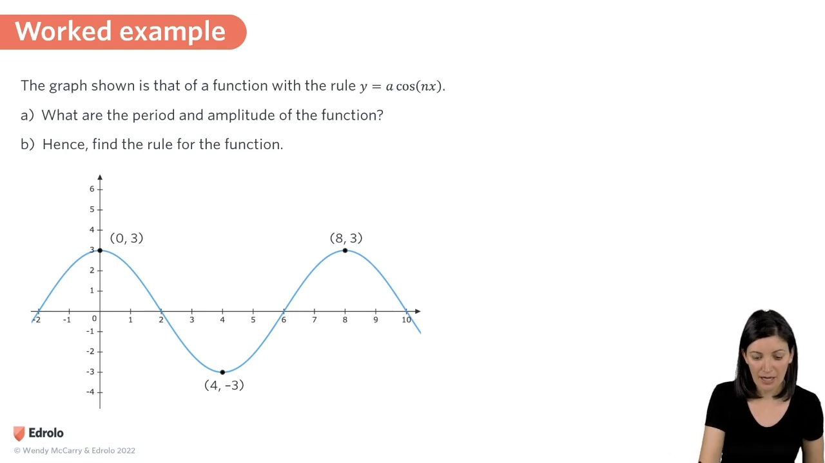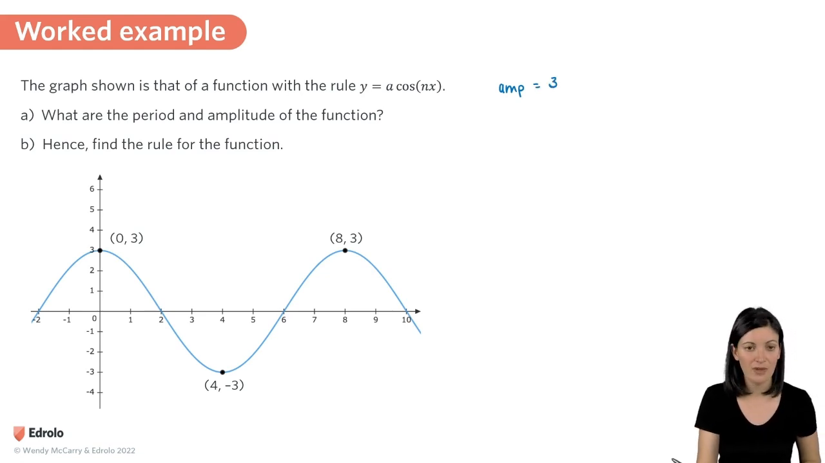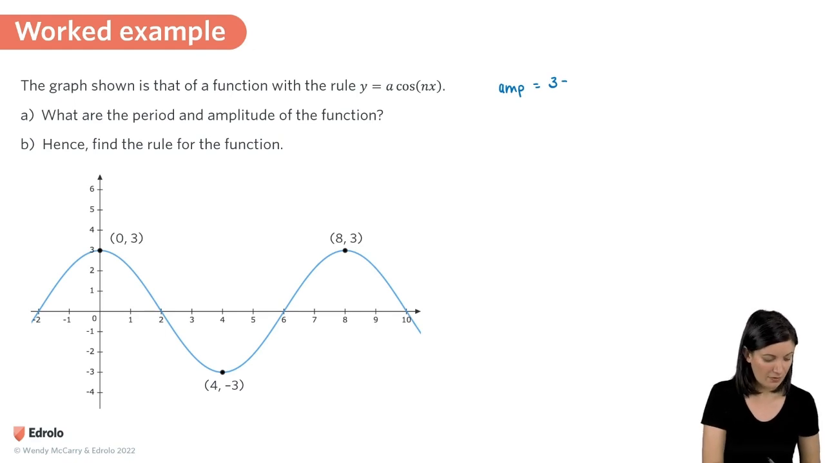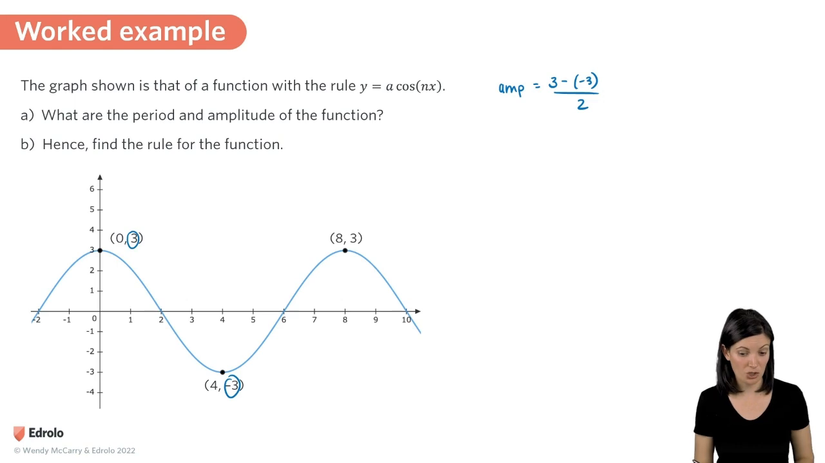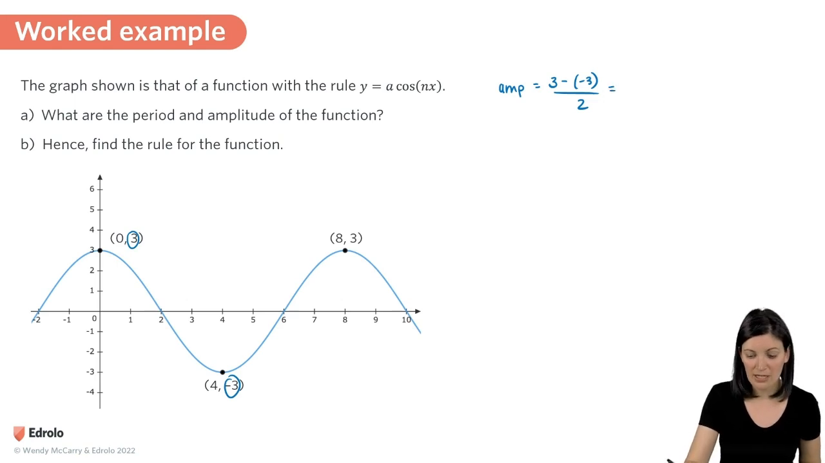So to work out the amplitude, we're going to do the maximum. So the maximum value here is 3. And we're going to subtract from that the minimum. So here's my maximum. Here's my minimum value. And then we're going to divide that by 2. Okay, so 3 plus 3, which is 6, divided by 2 is 3.